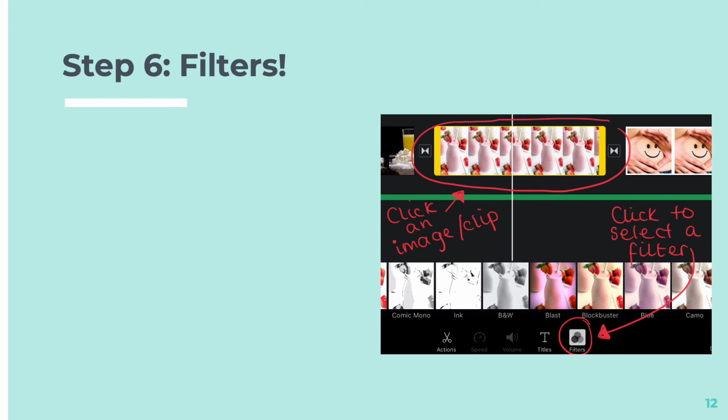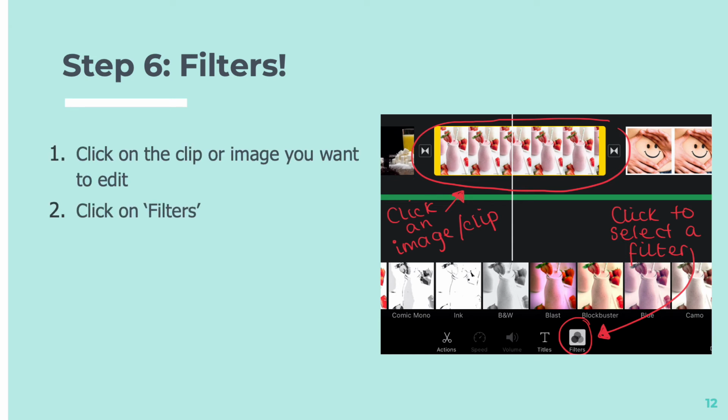But if you would just like to filter a specific clip or image, you can also do that. So you click on the clip or the image that you'd like to edit, click on filters at the bottom, select the filter that you would like to use, and that will only add that filter effect to the picture or the clip that you have selected.